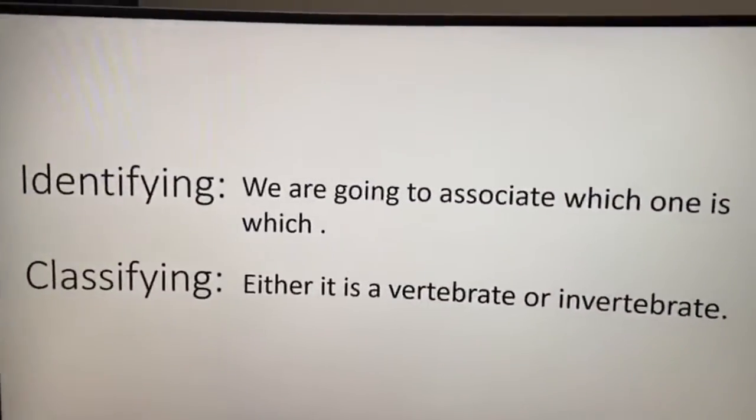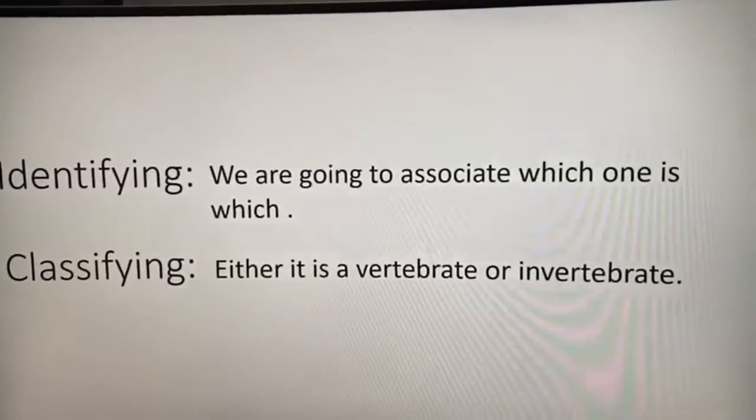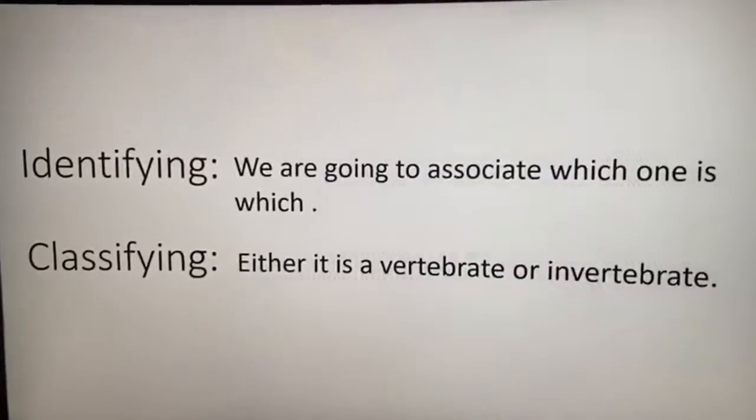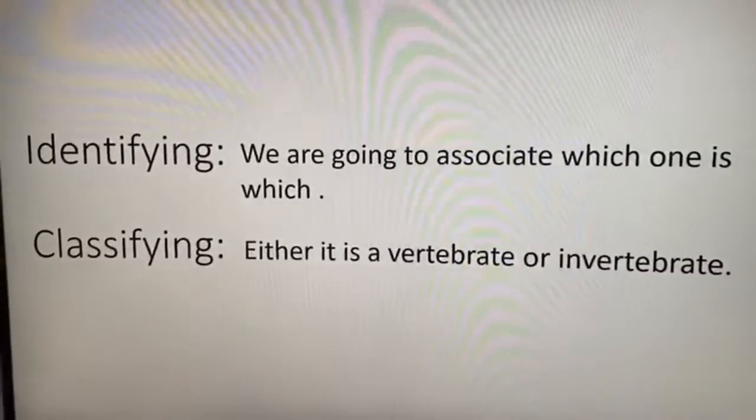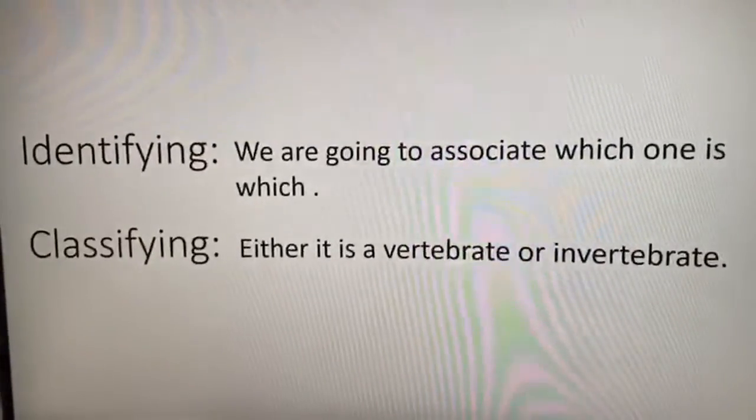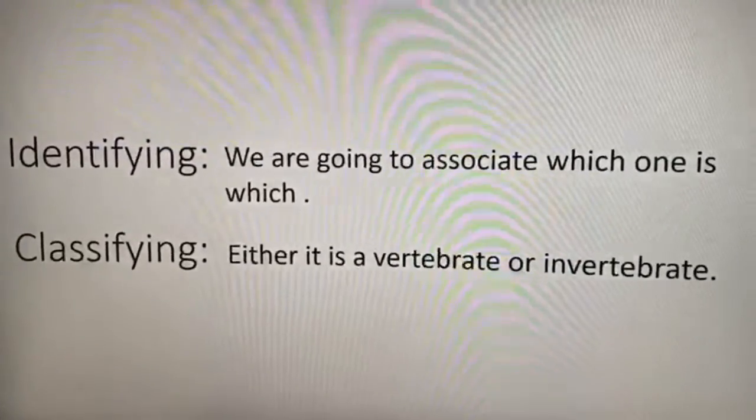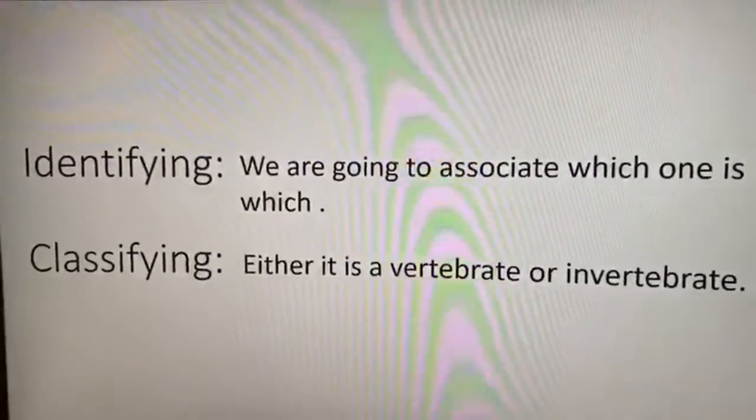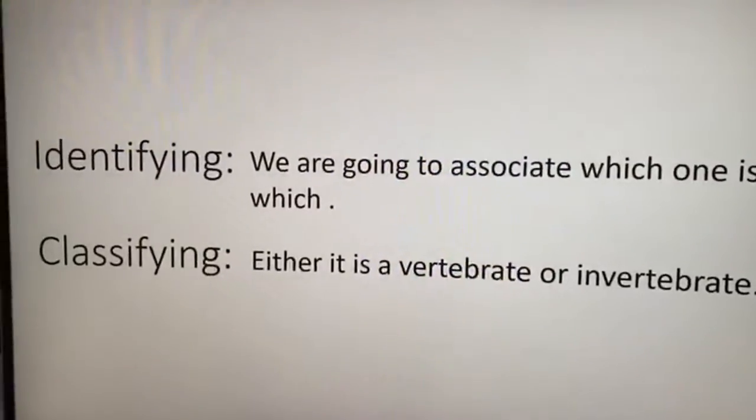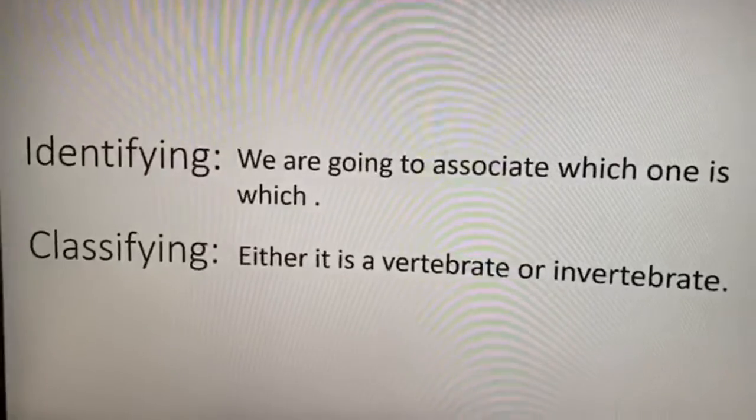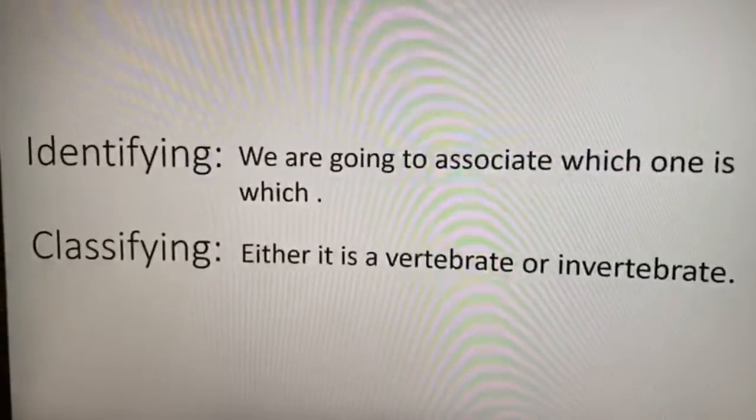Hi everyone. So today we're going to be identifying and classifying the different types of invertebrates and vertebrates. When we are identifying them, we're going to associate which one is which and where they belong. Now, before we start with our examples of the different types of vertebrates and invertebrates, does anybody know any animals that belong to each category?